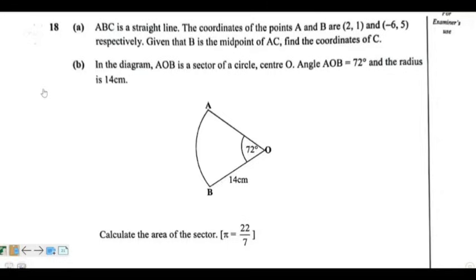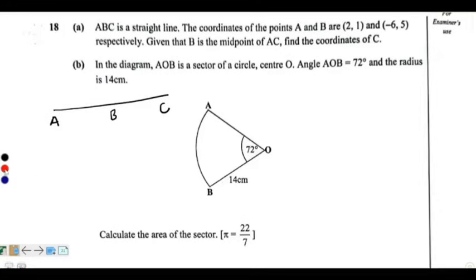Now come to question 18. Question 18, we have A and B, so we're going to start with question A. ABC is a straight line. The coordinates of the points A and B are 2,1 and negative 6,5, respectively. Given that B is the midpoint of AC, find the coordinates of C. So this will be like this. Let's say you have this straight line where you have point A, then you also have point B, then you have point C.